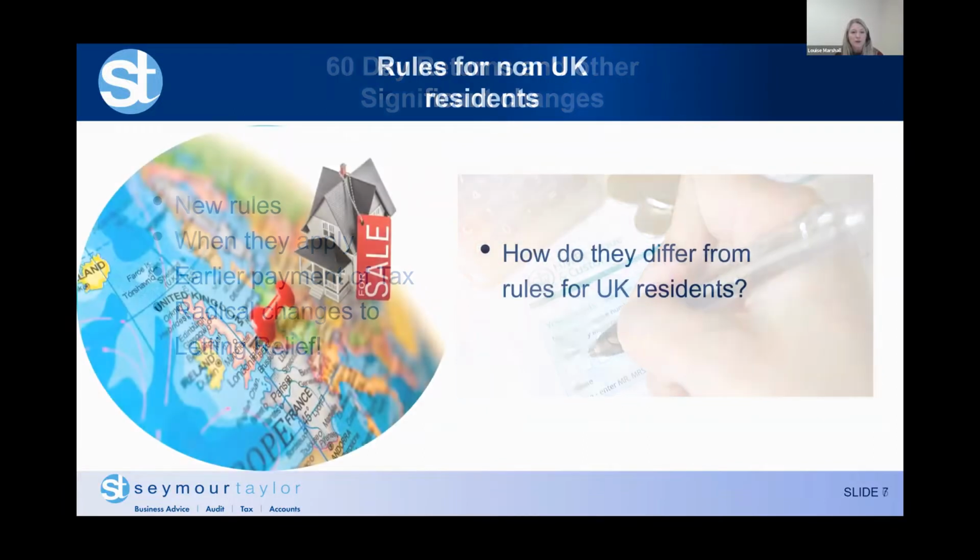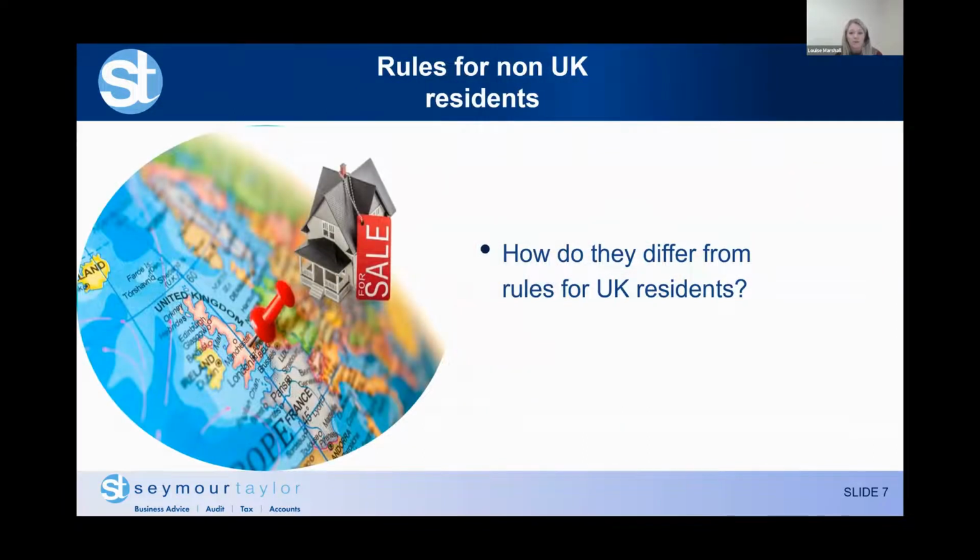The next thing I want to talk about is rules for non-UK residents. This is slightly different to UK residents in that anyone, even if there is no gain or tax to pay on the property that's sold, you still need to report this. The rules have been in a little longer, unlike the UK residents rules that have only come in the last couple of years, but they apply to all property. So that's commercial, residential, but also land.